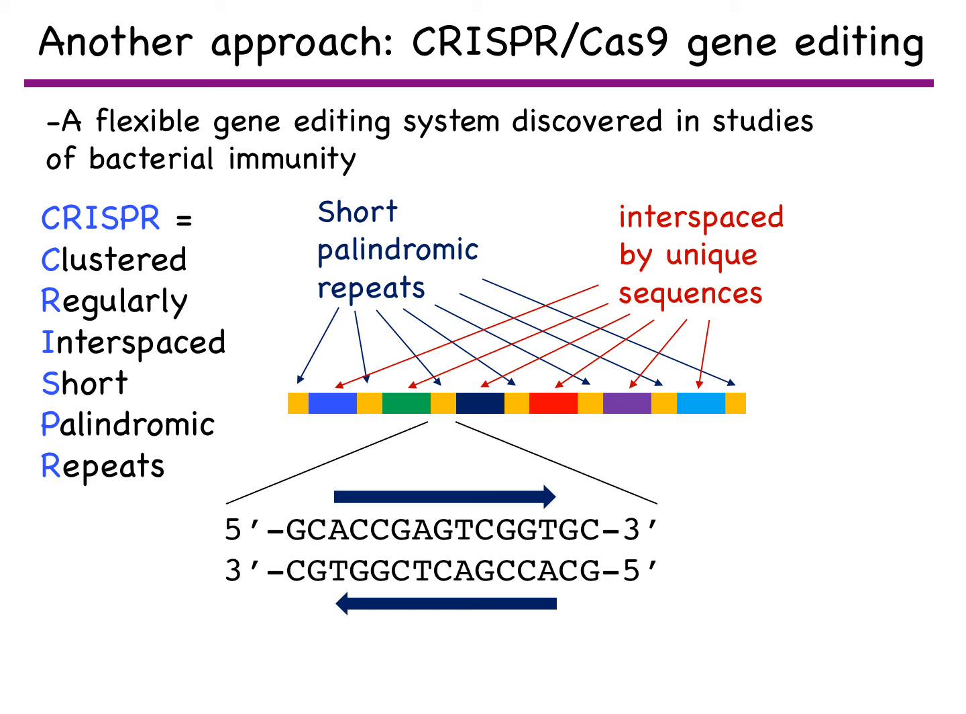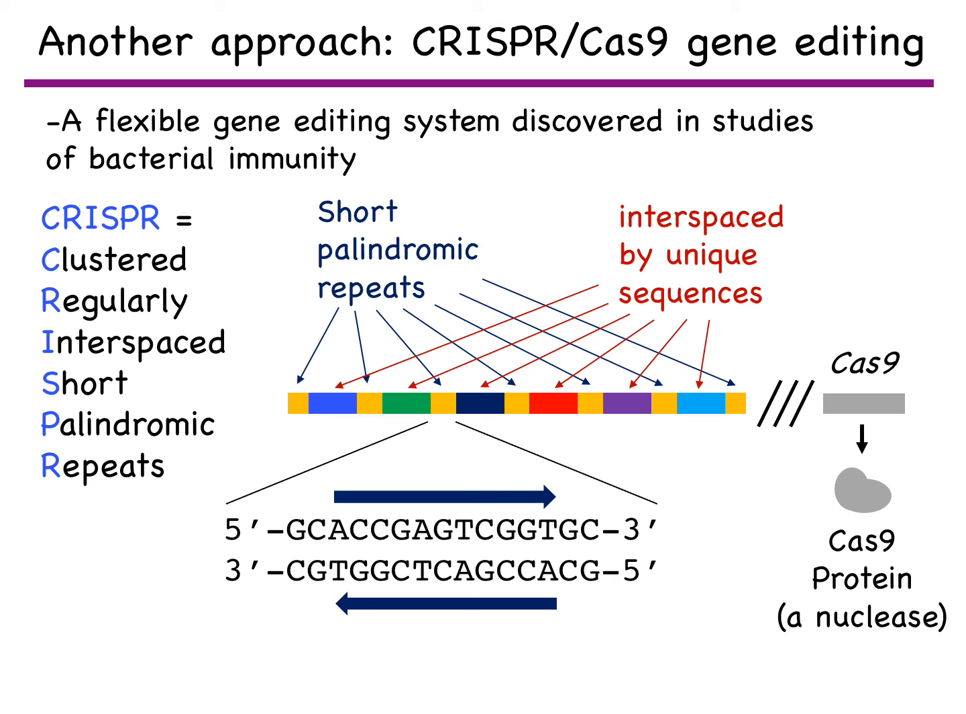As for the Cas9 component of the CRISPR-Cas9 gene editing system, Cas9 is a separate gene located elsewhere on the chromosome, and it encodes a protein which turns out to be a nuclease. Nucleases are proteins that cut DNA in specific locations. So these are the 2 components of the CRISPR-Cas9 system. So how does the system work?